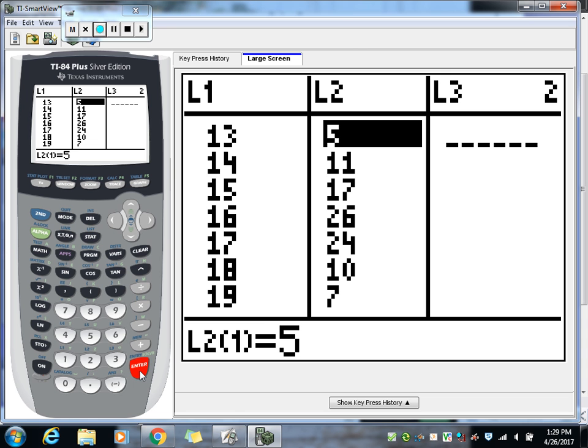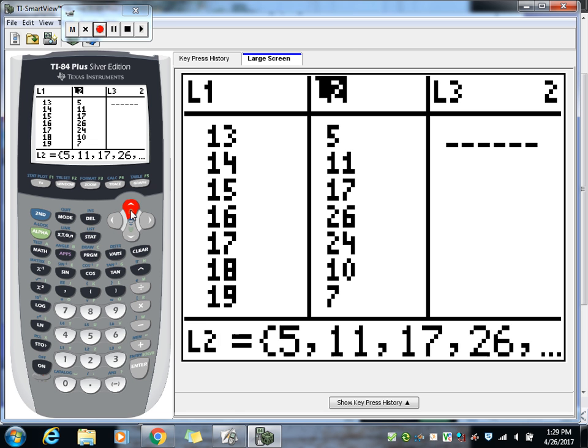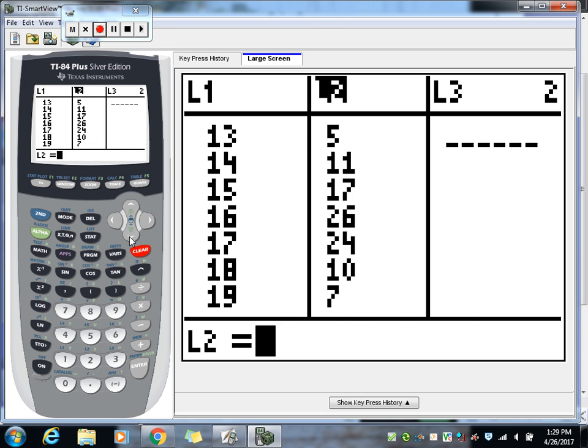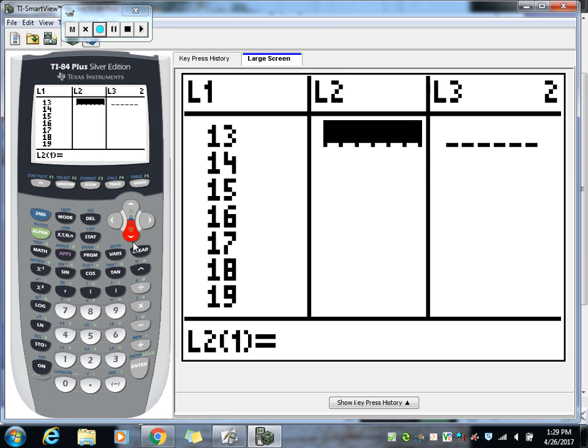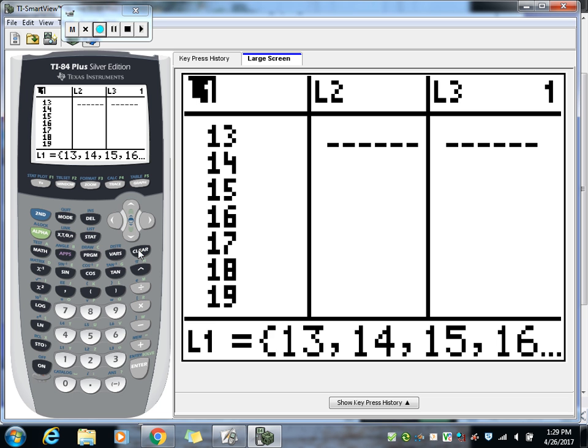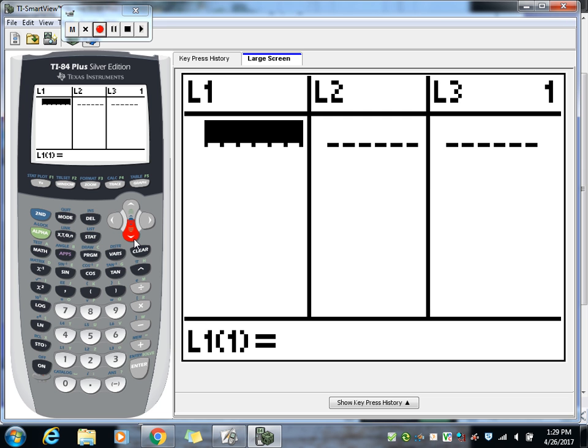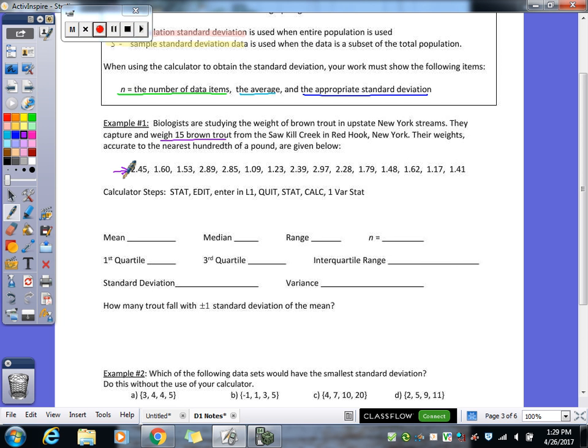If you have numbers in there already, the way we get rid of it is you go up to the top so that your L2, in this case, is highlighted. You hit clear and the down arrow and it clears out all those numbers for you. So now I would do the same thing for my L1. Hit clear, down arrow, and it clears out my entire list. Never delete, always clear. You don't want to delete a list because then it just messes everything up. Only clear. So in L1 right now, what you're going to do is type in those 15 numbers.